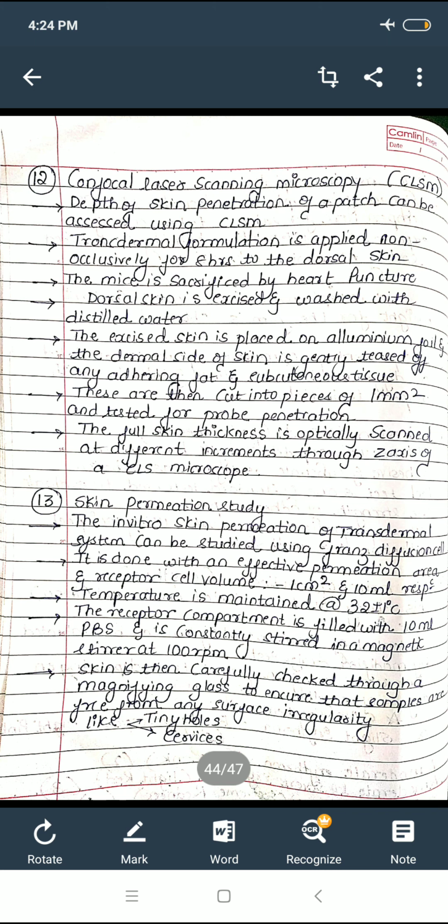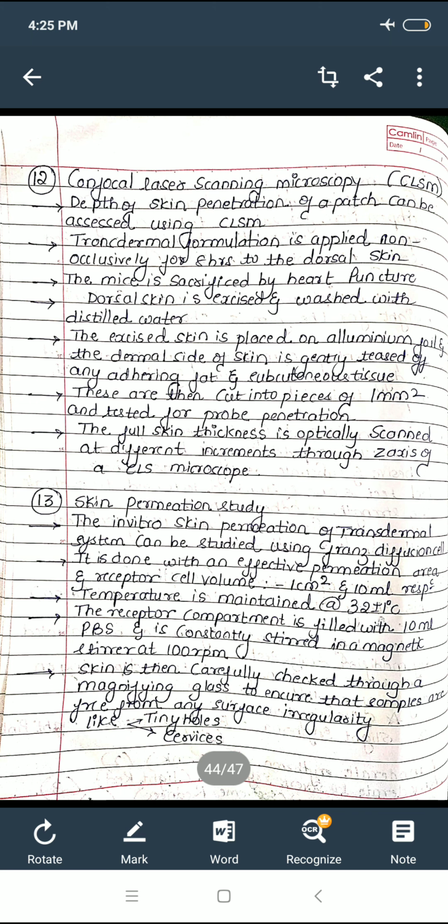Coming to the next one, that is skin permeation study. The in vitro skin permeation of the transdermal system can be studied using a Franz diffusion cell. It is done with an effective permeation area and a receptor cell volume of 1 cm square and 10 ml respectively. Temperature is maintained at 32 degrees Celsius.